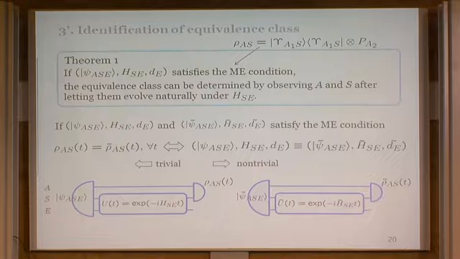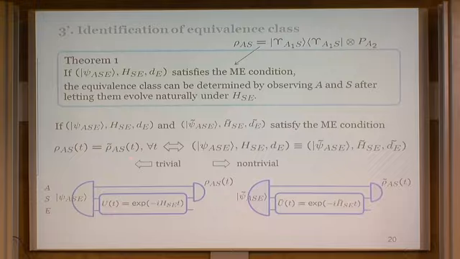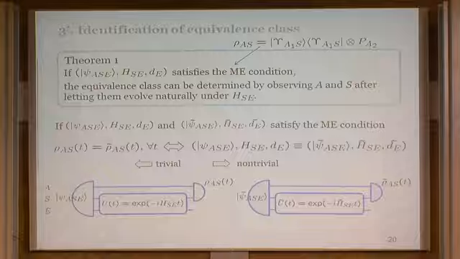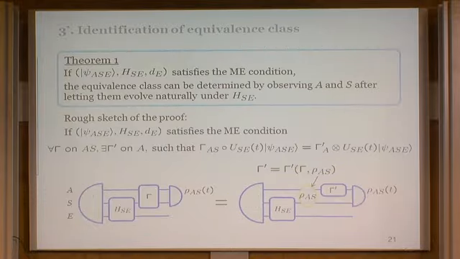Well, this direction is trivial because by definition of the equivalence class, whatever we do, this is the same. This was the definition. But the other direction is non-trivial. If the natural time evolution was the same, is this really guaranteed? That's the question. But as far as the ME condition is satisfied, this is true. And then here's the sketch of the proof.